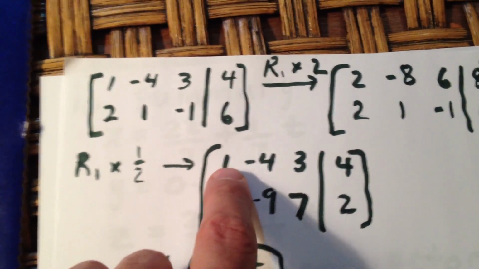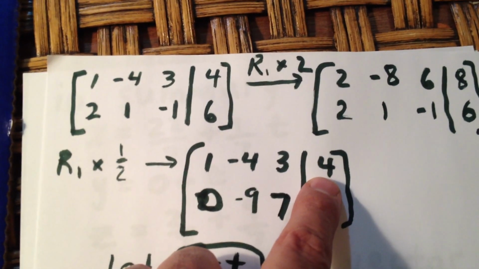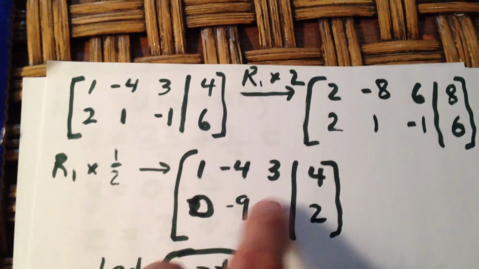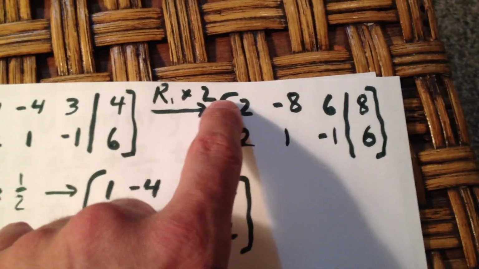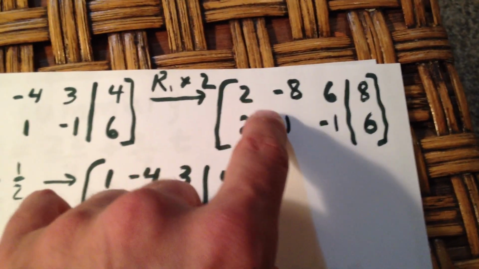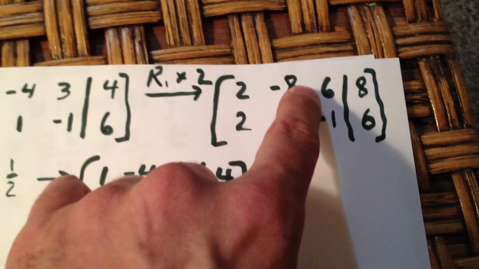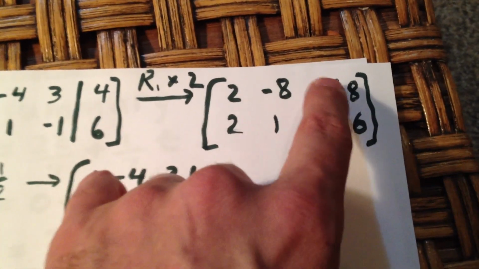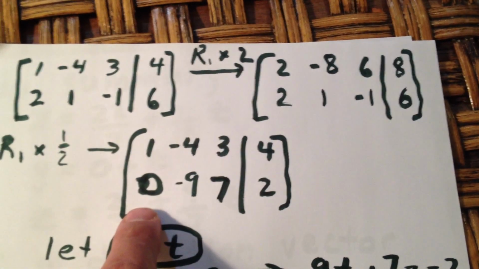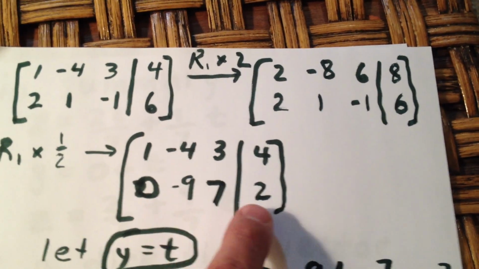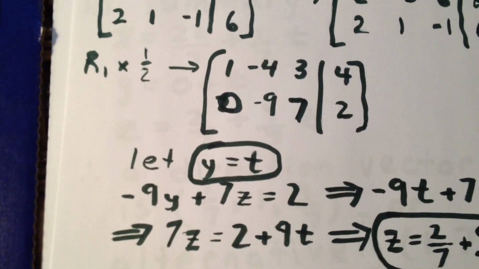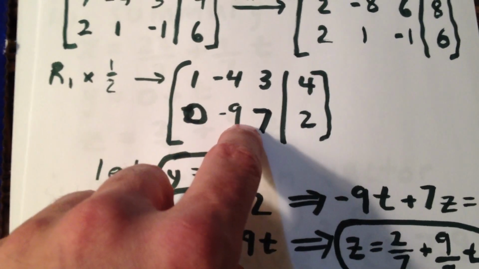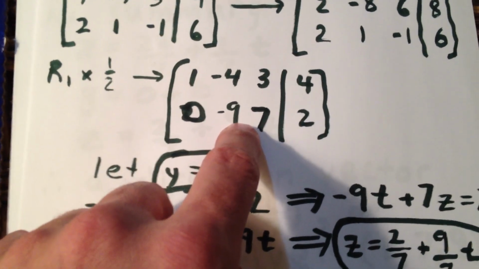So we do that. We get 1, -4, 3, 4. And then our second row is row 1 minus row 2. So 2 minus 2 is 0. -8 minus 1 is -9. 6 minus -1 is 7. 8 minus 6 is 2. 0, -9, 7, 2. At this point, we can't simplify. We can't get any more zeros in this row using our elementary row operations.